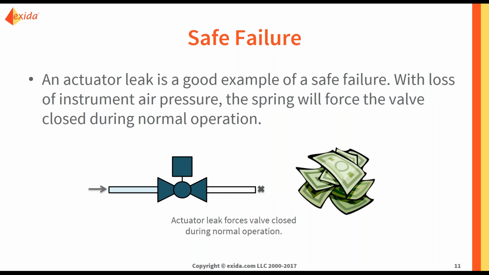On the other hand, you could have a safe failure. An example of this would be an actuator leak. You would lose instrument air pressure in this case, and the spring would force the valve closed during normal operation. This is going to halt production, and you're going to have some period of time where the plant is down. Obviously, this is going to hurt production of the plant, and therefore it's going to be an expense. So there is your example of a safe failure.